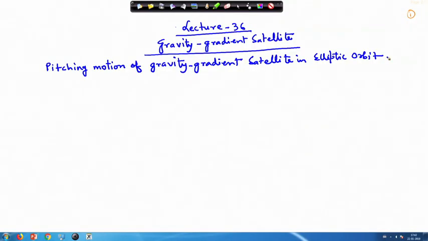Okay, welcome to the 36th lecture. Today we are going to discuss the gravity gradient satellite, which we have been continuing with, but we will concentrate on the elliptic orbit. So, if we are working on the motion equation of a gravity gradient satellite, or a satellite which can be gravity gradient stabilized, how the things will develop, that we are going to look into today.